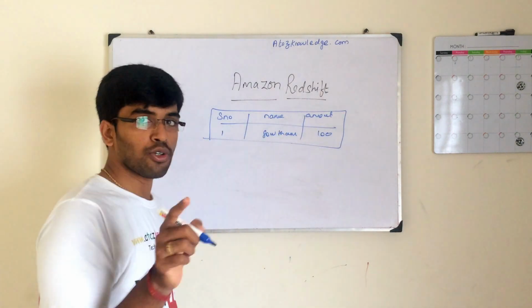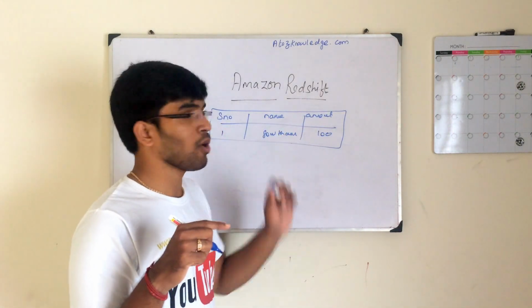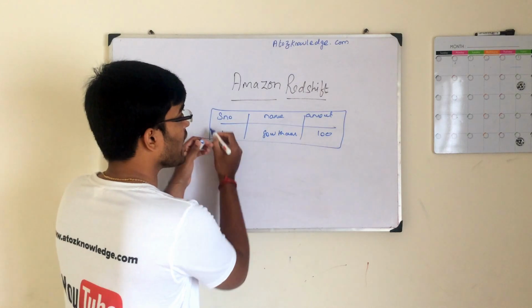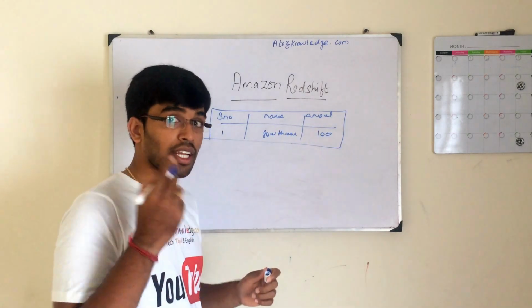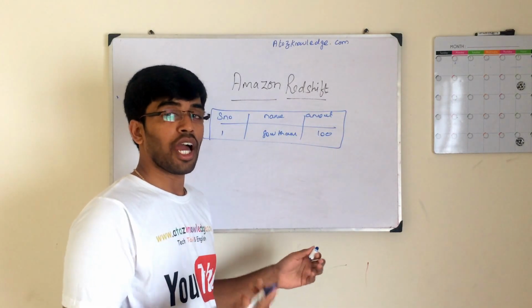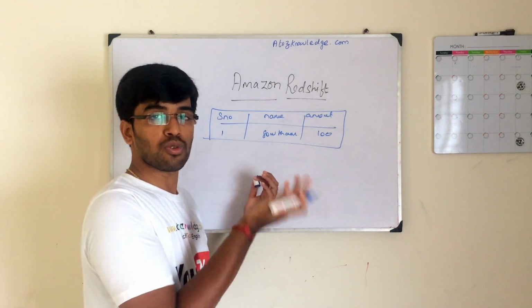Now if you want to do a select sum of amount, it will try to read the entire row to get this value. So it is taking time to read the remaining values. Why do I need to read these 2 columns unnecessarily, right?